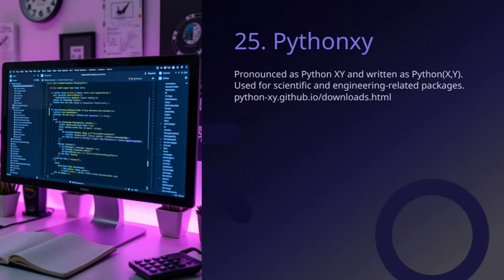Let's talk about Python(x,y), which is pronounced "Python XY" and written as Python in parentheses with x and y as parameters. This version is specifically tailored for scientific and engineering-related packages, making it a powerful tool for technical computing. If you're interested, you can find more information and download options at python-xy.github.io/downloads.html. It's a great resource for anyone working in data analysis, simulation, or engineering fields who needs a robust Python environment pre-configured with essential tools.